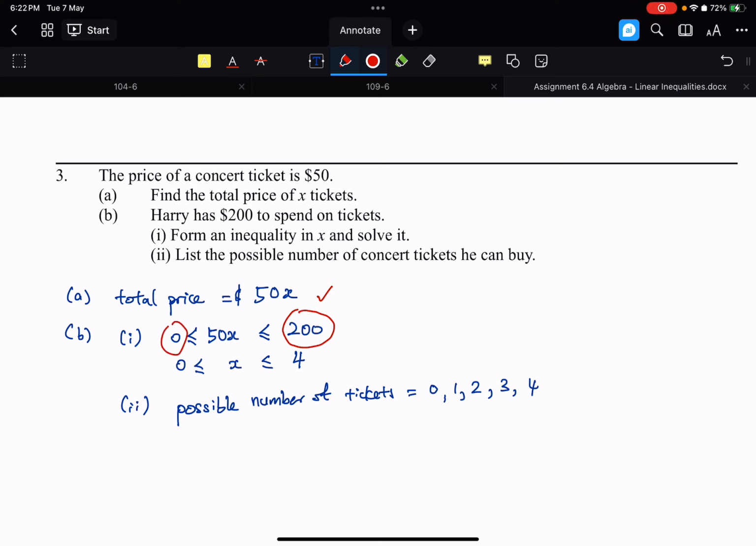Of course, he can spend $0, right? So 50x will be in between these two values, which means that x is going to be between 0 and 4. Again, concert tickets should be integers, so these are the possible numbers of tickets he can buy.